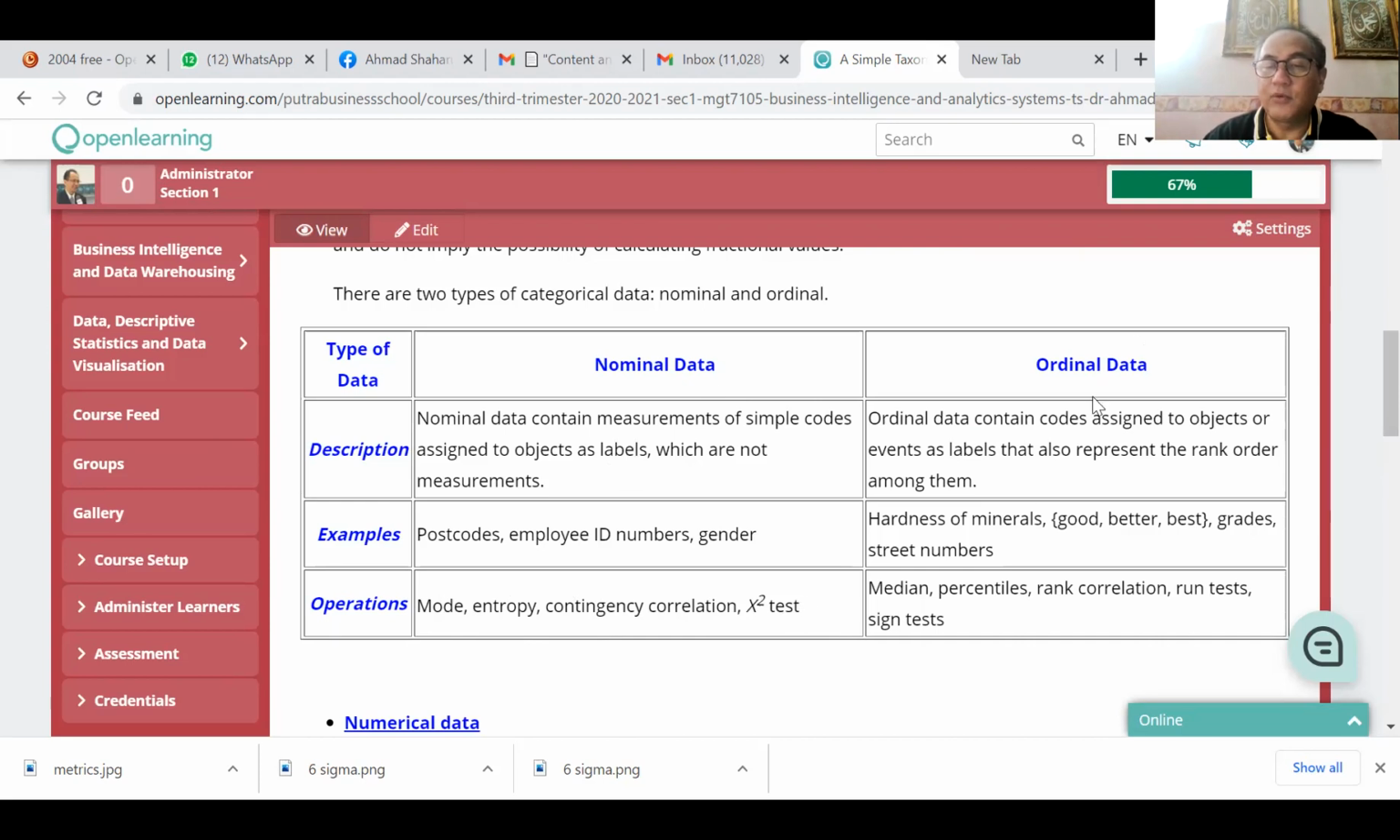And then ordinal data contain codes assigned to objects as labels to represent rank order. For example, hardness of mineral, 1, 2, but it is not actually a measurement. Good, better, best, grade A, B, C, D, or grade 1, 2, 3. It is ordinal data, or street number, route, jalan 10, jalan 20, for example. It is ordinal data, but it's not supposed to be measured. So you can do median, percentile, rank correlation, and run tests, you can do sign test.